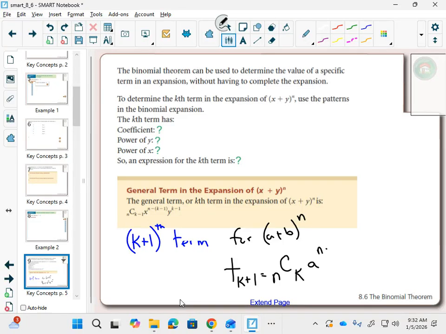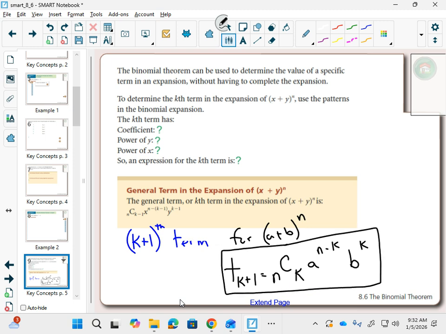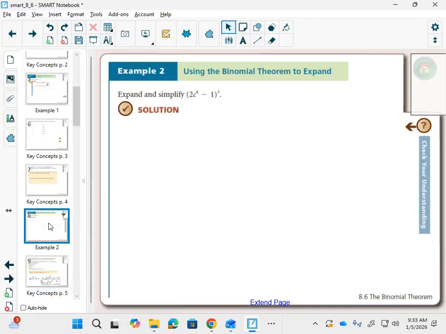And then this just becomes n minus k and b to the k. And what that's going to allow us to do is figure out specific terms if you don't want to find them all. Okay? It's also going to allow us to do, and I'm going to turn back to example 2 here for a second and show you.